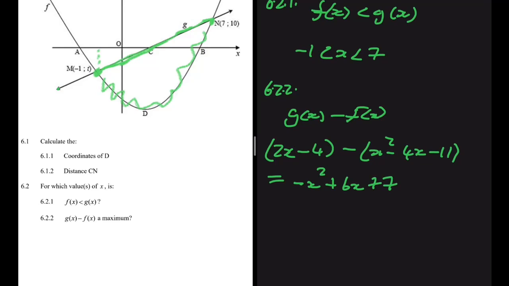So how do we solve that problem now? When we have this equation, we differentiate and equate to 0. That's when we're going to have a maximum. So if we do that, we're going to have minus 2x plus 6 being equal to 0. So it's easy to see that minus 2x will be equal to minus 6. So x is equal to 3.